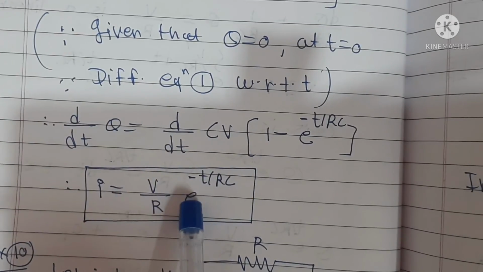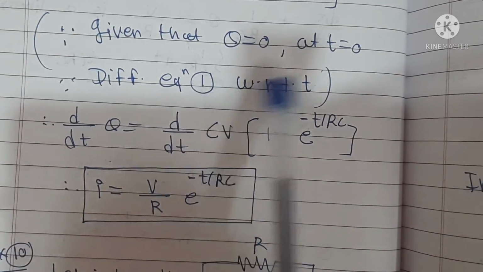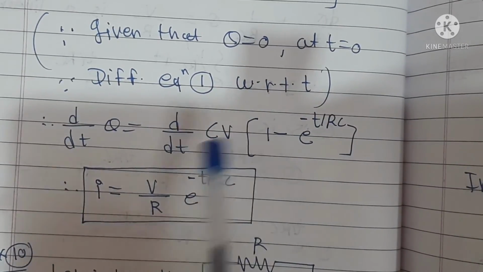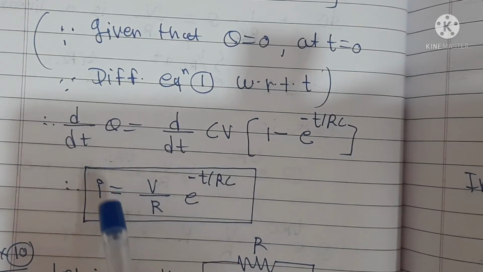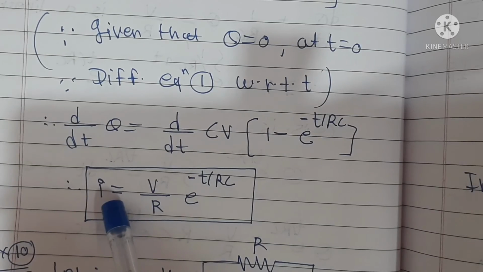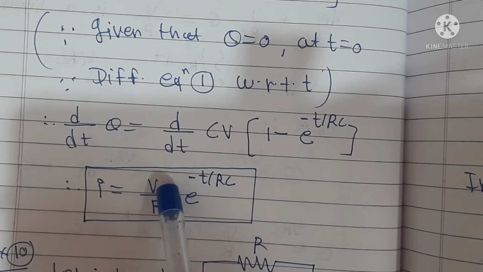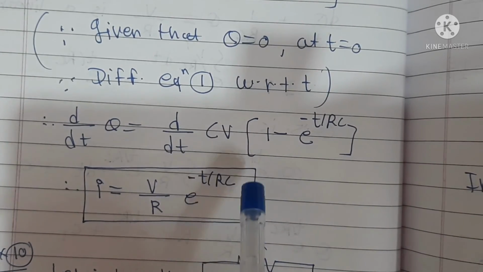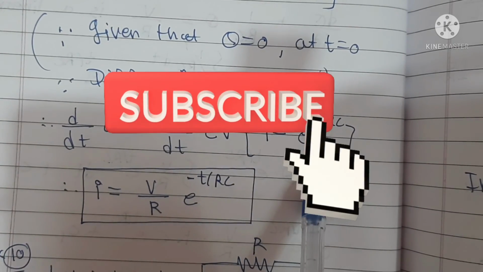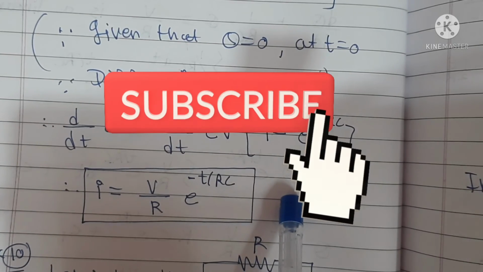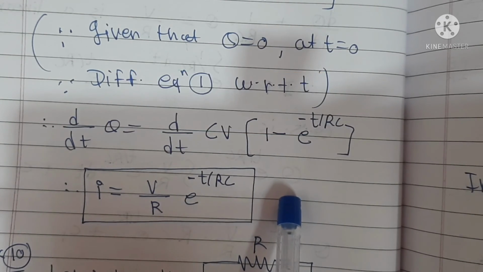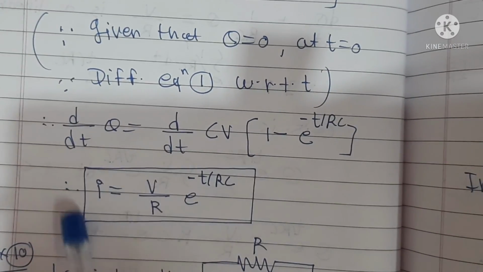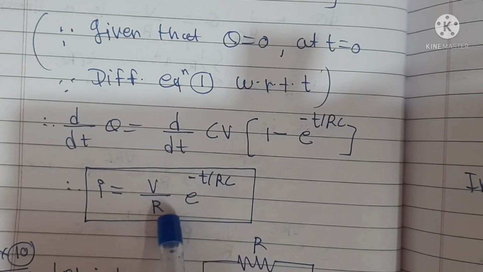We only differentiated equation 1 with respect to t, and this is the answer of this differentiation, and hence we get the expression for current, which is equal to V upon R e raised to minus t upon RC, which was asked in our given problem. Hence we found the current flowing in the plate of this capacitor. This is the current.